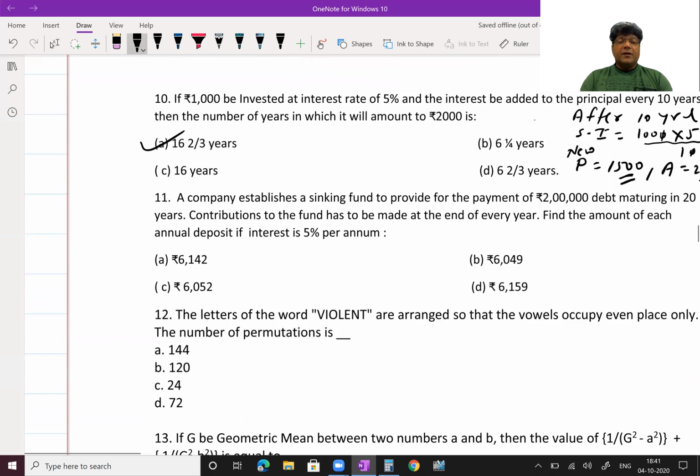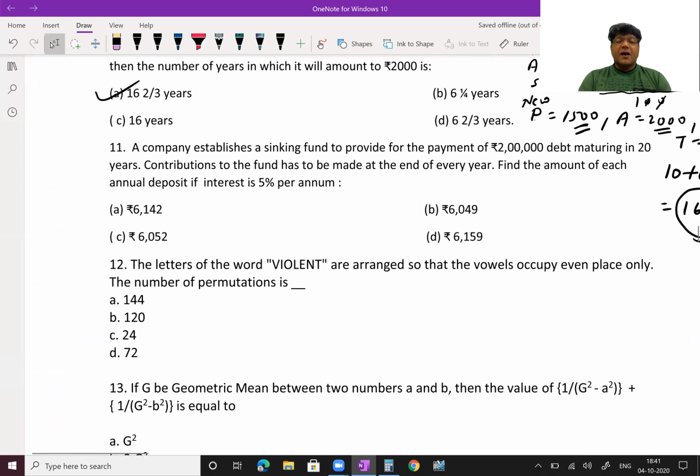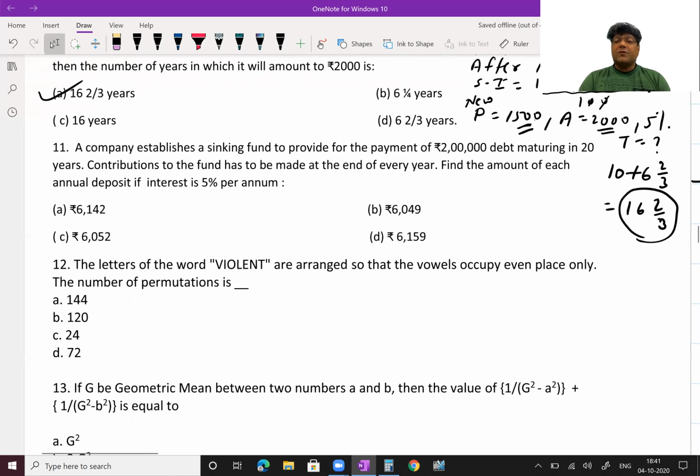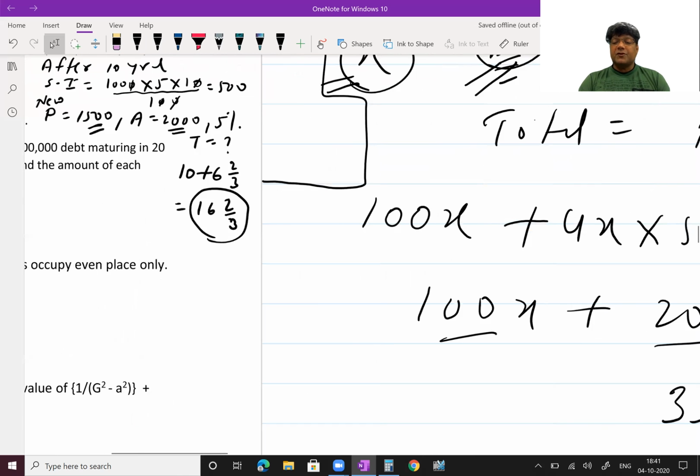Now, question number 11. A company establishes a sinking fund. Sinking fund means, guys, what? Future value. To provide for the payment of 2 lakh debt after 20 years. Contributions to the fund have to be made at the end of every year. Find the amount of each annual deposit if interest is 5% per annum. Simple, guys. You are asked here for annuity value, so we will have to use the future value formula.